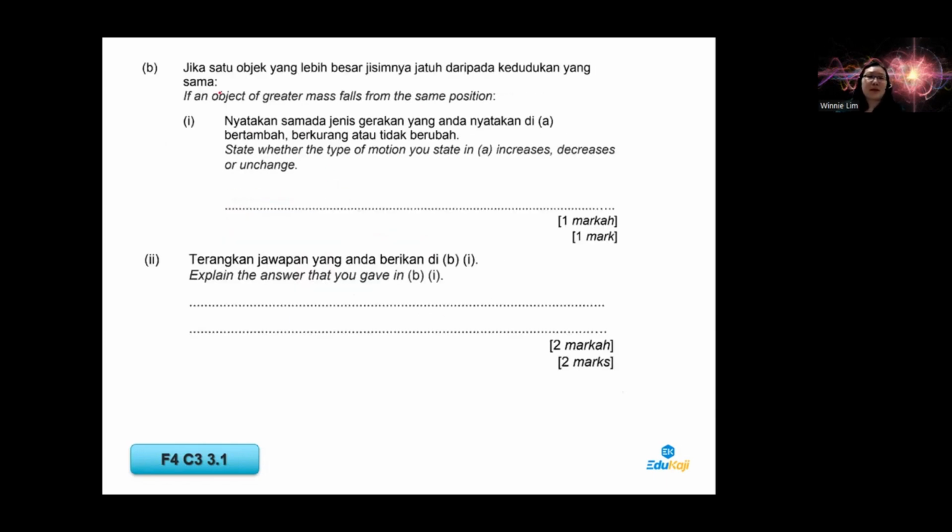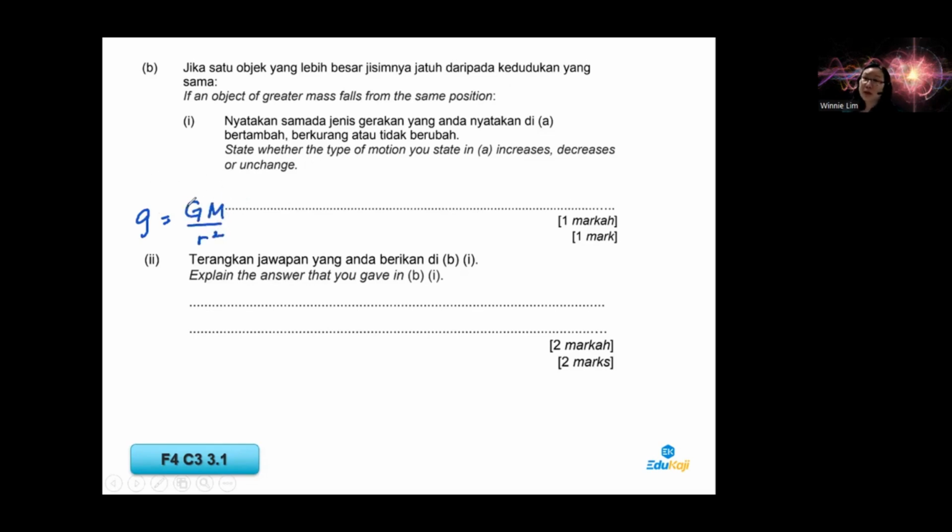Okay, then part A: if an object of greater mass falls from the same position, state whether the type of motion you stated will increase, decrease, or be unchanged. When you did the pendulum experiment, you were supposed to know that acceleration due to gravity does not depend on mass. And under the gravitation topic, you also learn the gravitational acceleration formula. Remember what formula that is? g equals to what? The gravitational constant, g equals GM over R squared.